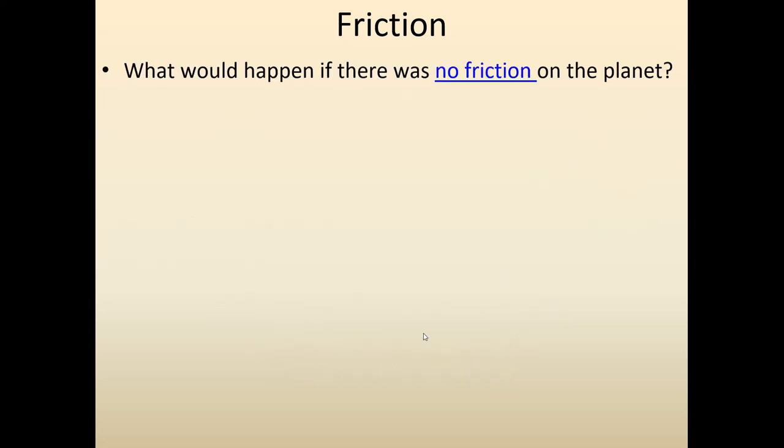All right, one thing that's always an interesting thought is, what would happen if there was no friction on the planet? You've probably learned in other science classes that friction can be a big pain. It's one of the reasons why we don't have perpetual motion machines that can go on forever and ever, because friction will always take a little bit of energy. It's why doing things in general isn't so easy, because there's always friction taking energy away.